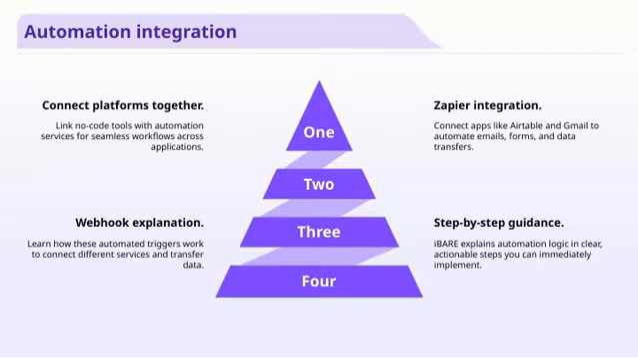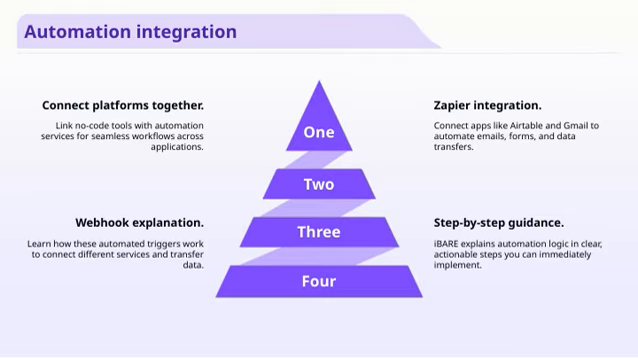Let's talk about automation integration and how it can really streamline your workflows. First, connecting platforms together is key. Think of it as creating a seamless ecosystem where your tools communicate effortlessly. Next, linking no-code tools with automation services allows you to build workflows that run smoothly across different applications without needing complex programming. This is where tools like Zapier come into play, making it simple to automate tasks by connecting apps like Airtable and Gmail. For example, you can set up automation to send emails, collect forms, or transfer data automatically, saving you time and reducing errors.